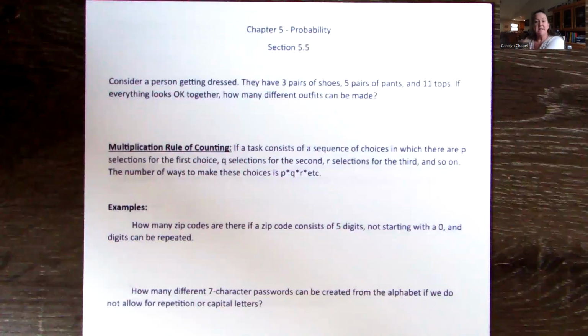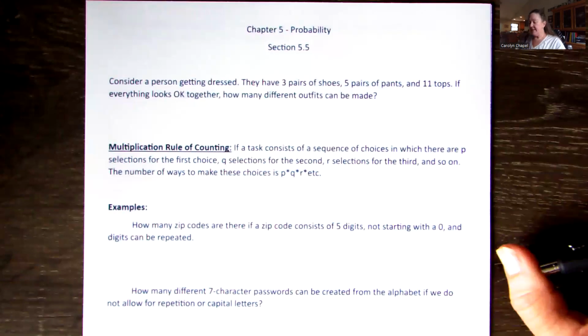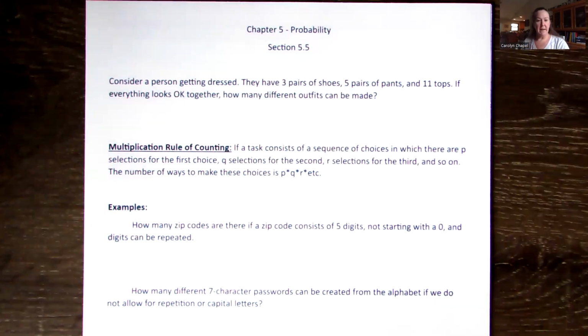So I'm going to share my screen to our guided notes that I've typed up for you. I want to start off with an example. Let's say we have a person who is going to be getting dressed, and they have 3 pairs of shoes, 5 pairs of pants, and 11 tops. If everything looks okay together, how many different outfits? These outfits are going to be a pair of shoes, a pair of pants, and a top. So one of each.